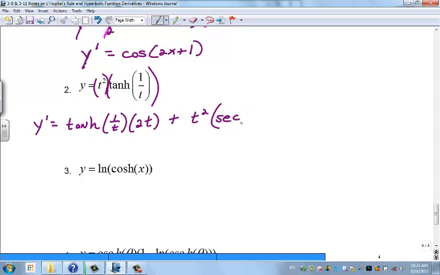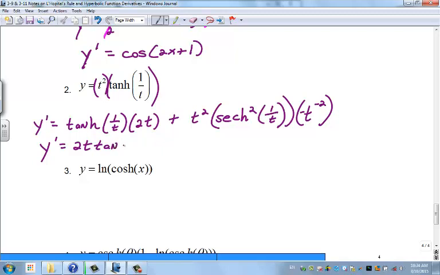which the derivative of tanh is sech squared of whatever's inside there, so 1/t. And then we have to do the derivative of 1/t. Derivative of 1/t, that's t to the negative 1, so when we take its derivative, it's negative t to the negative 2. So now we'll just simplify. Remember that thing that's inside the function, the trig function, can never be moved. So I get 2t tanh of 1/t.